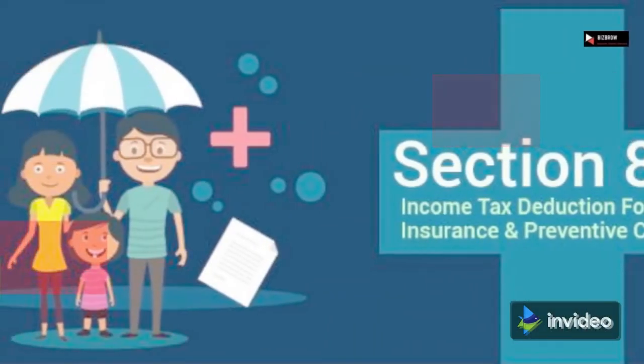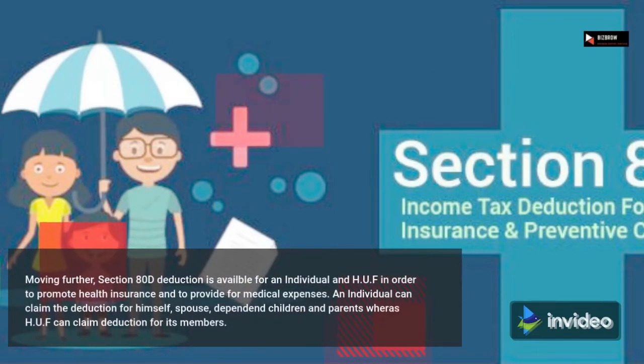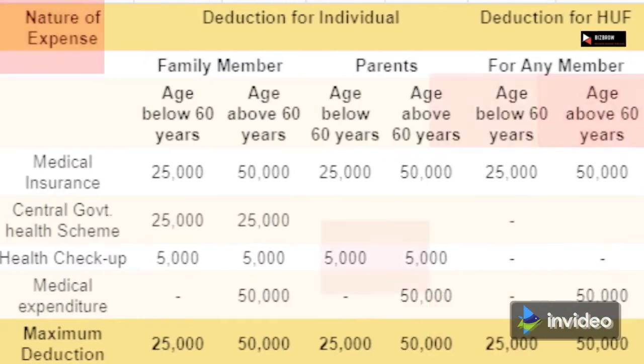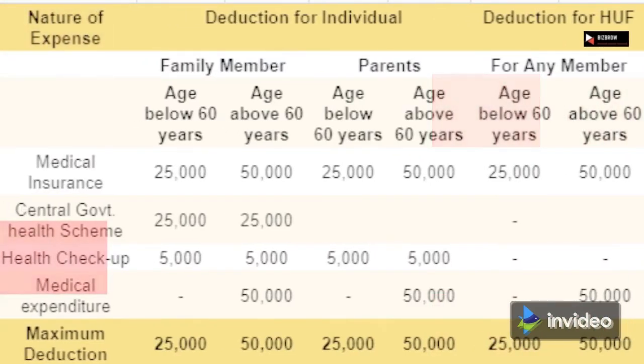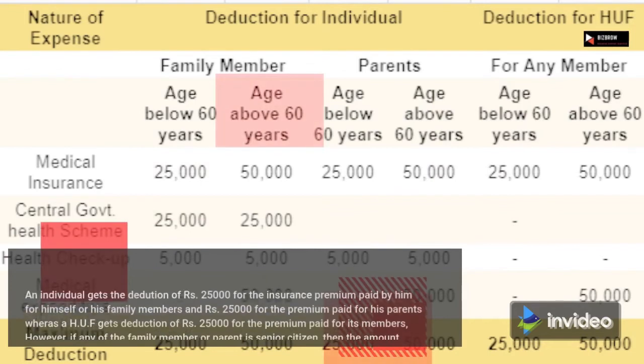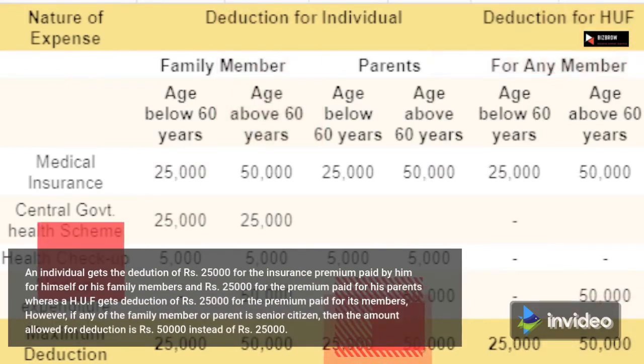Moving further, Section 80D deduction is available for an individual and HUF in order to promote health insurance and to provide for medical expenses. An individual can claim the deduction for himself, spouse, dependent children and parents, whereas HUF can claim deduction for its members. An individual gets a deduction of 25,000 rupees for the insurance premium paid for himself or his family members and 25,000 rupees for the premium paid for his parents, whereas a HUF gets a deduction of 25,000 rupees for the premium paid for its members.